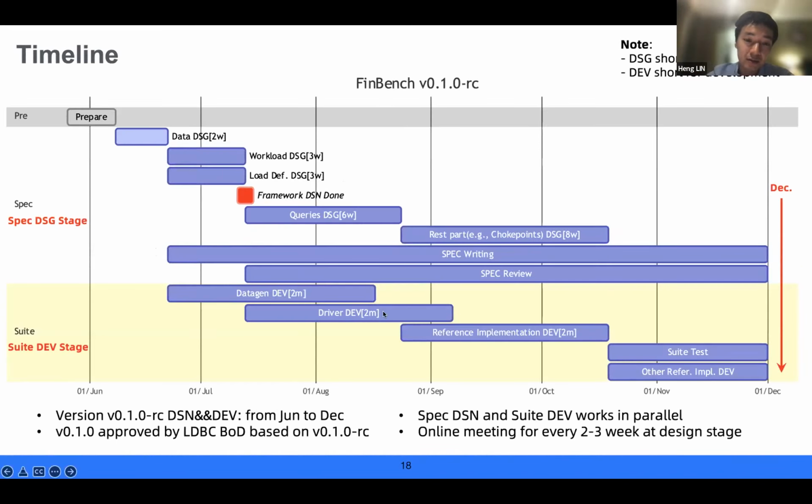Here's some detailed schedule. At first, we should have a specification, and following the specification we develop a suite. It has data generation and driver, also reference implementations. I think the software is just like SMB, and we can have different graph systems to be tested.